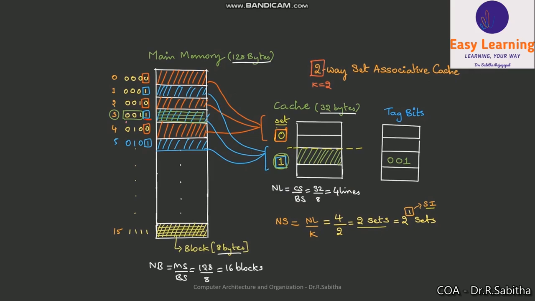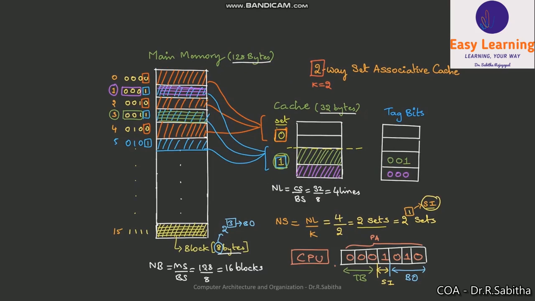Now we have to fill up the tag bits corresponding to each line of the cache. These 3 most significant bits will be taken as the tag bits. Here we have moved block 1. Block 1 has the most significant 3 bits as 000, so it is moved here, and the block is mapped to set 1.